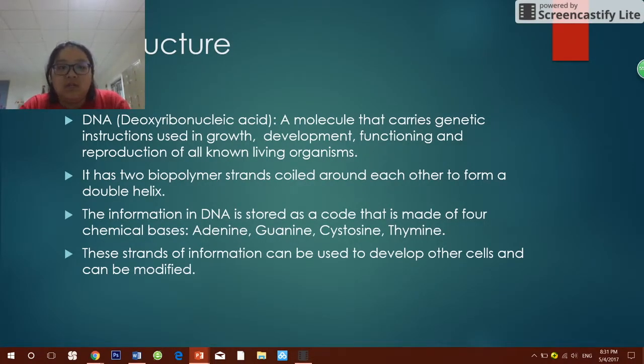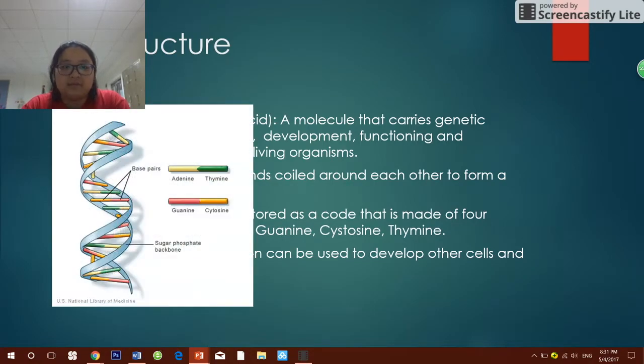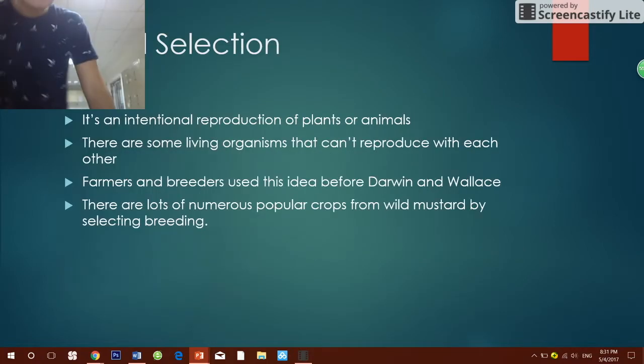the DNA structure. These strands of information can be used to develop other cells and can also be modified, which ends up as genetic modifications. This is a picture that shows the base pairs. Adenine is paired up with thymine, and guanine is paired up with cytosine. This then forms the DNA structure, as can be seen.